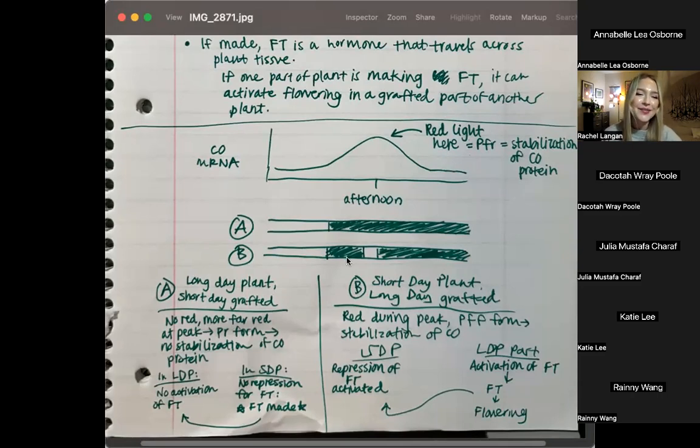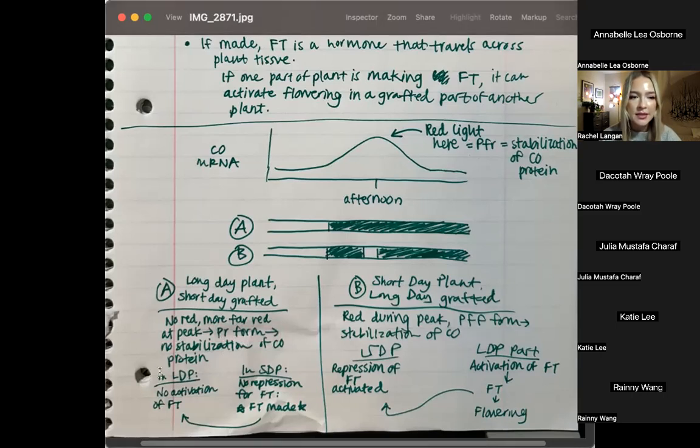Okay, so for experiment A, let's say we have a long day plant and a short day plant grafted to it. Under experiment A conditions, we have basically dark throughout the peak section. So what you should think is that means there's no red light. No red light is happening here. So there's no PFR form being triggered in phytochrome. We're actually just staying in the PR form, and the PR form is not going to stabilize the CO protein.